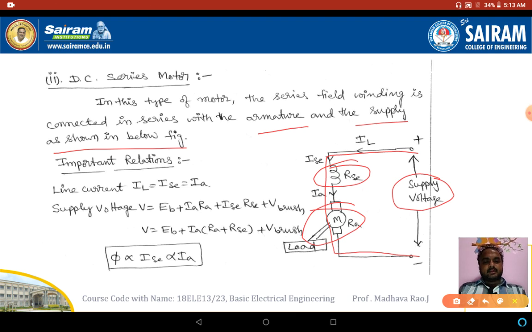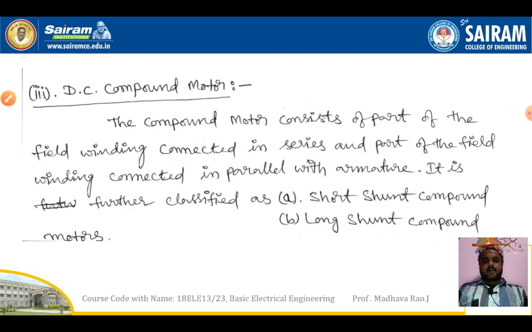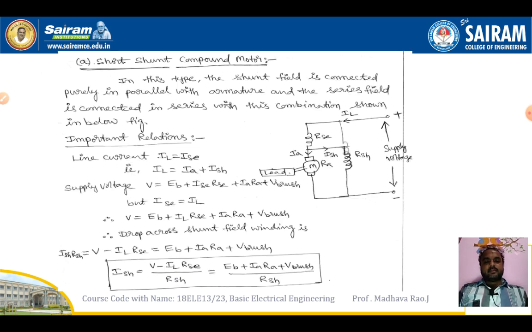Next one, the compound motor. This compound motor consists of two parts: one field winding in series and another part of the field winding connected in parallel. So it has both series and shunt field windings. These are again classified into short shunt compound and long shunt compound motors. Now we will see them one by one.